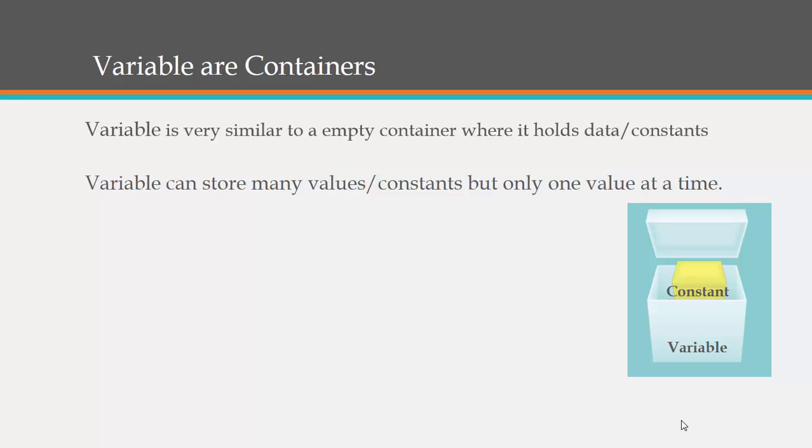Which means if we are setting a equal to 5, and at the next programming statement we are setting a equal to 10, then it will replace the 5 with 10. So at a time it will keep only one value, though it is able to store multiple values over time.